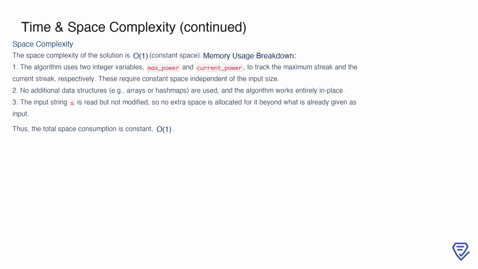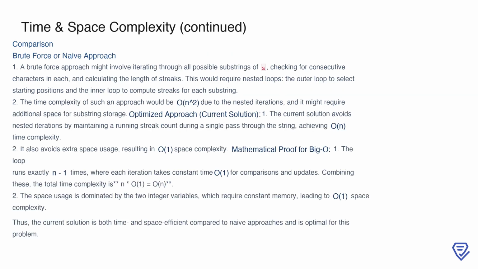These variables require a fixed amount of memory, and no additional data structures like arrays or hash maps are used. Furthermore, the input string is read but not modified, so no extra space is allocated for it. Since the memory requirements do not grow with the input size, the total space consumption is constant, making the space complexity O(1).